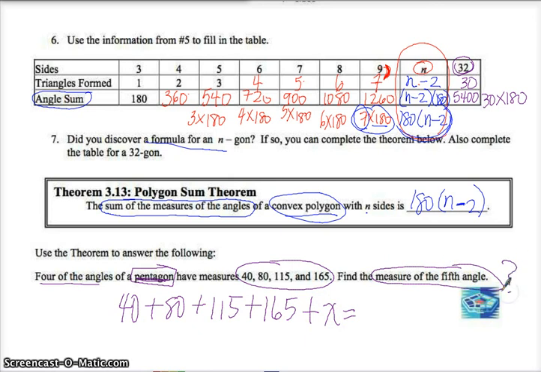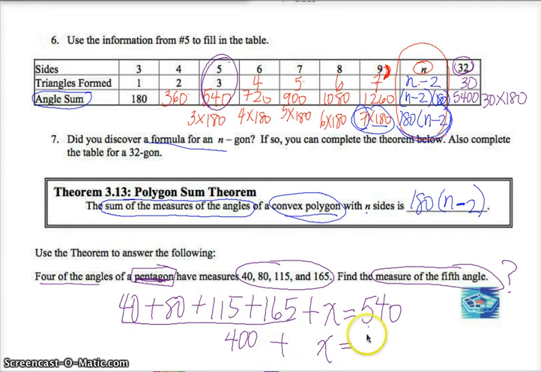Well, how can I do that? Well, if you look at this chart, every 5-sided figure, every pentagon is going to have a total measure of 540 degrees. So I'm going to add this up and then subtract it from 540 to find x. So I get 400 plus x equals 540. Therefore, the 5th angle is 140 degrees because 540 minus 400 is 140. Okay, video 2 is next for the last 2 pages.